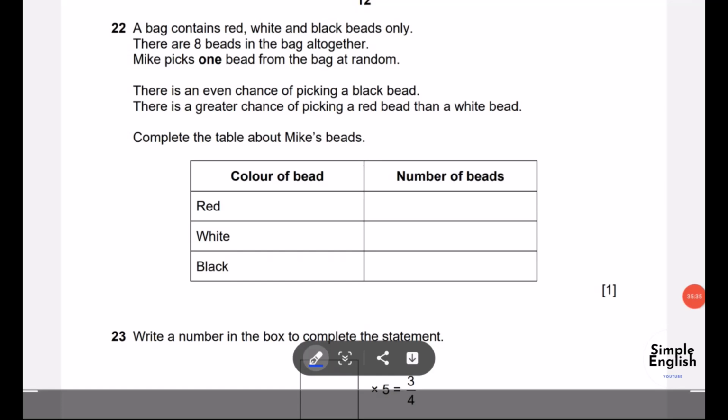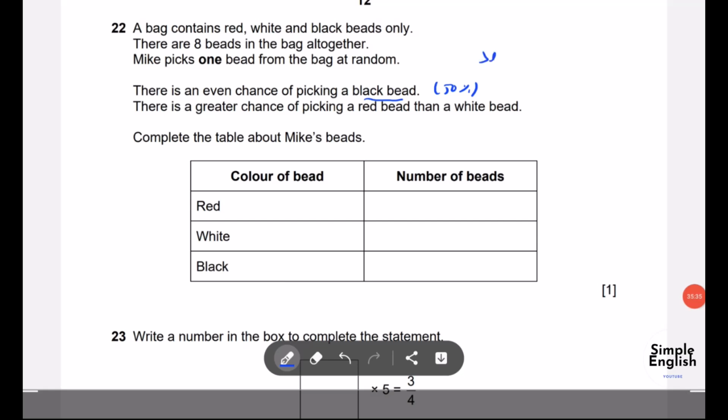22. A bag contains red, white, and black beads only. There are 8 beads in the bag altogether. I pick one bead from the bag at random. There is an even chance of picking a black bead. Remember, even chance means 50%.